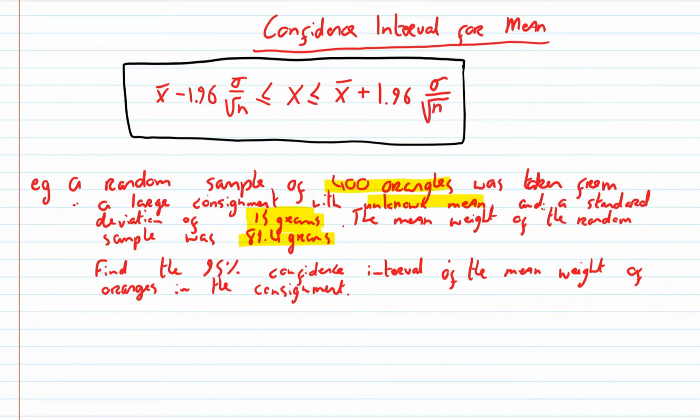In this video we're going to look at the confidence interval for a mean. We're used to finding the confidence interval for a population proportion. Confidence interval for a mean is slightly different. If you're unsure of this, maybe look back at the central limit theorem first of all.